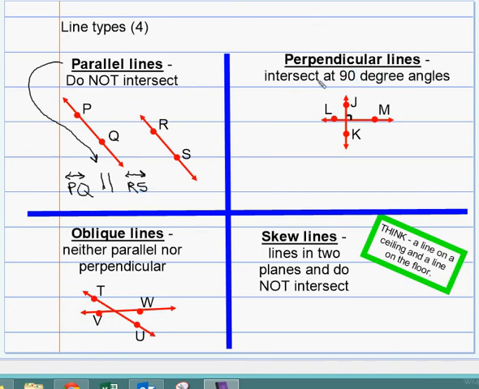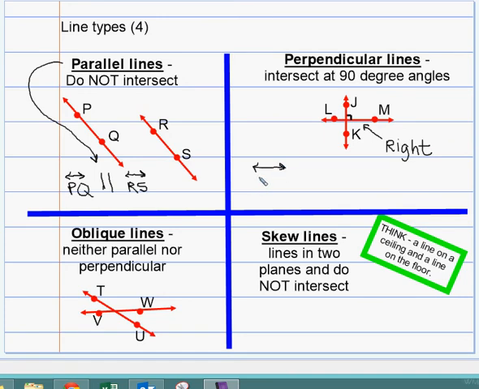Perpendicular lines will intersect at 90-degree angles, or what we call right angles. Okay, so you can also note that that would be a right angle, and we're going to talk about that in just a minute. That little box in the corner tells you that you have a right angle. Okay, so this is line JK and line LM, and they are perpendicular, and you might see it looking like this in your book.